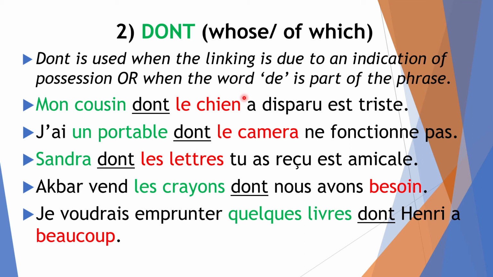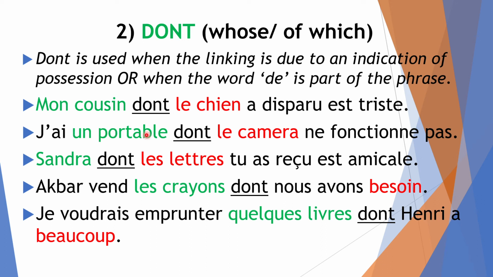So what is the indication now? The dog of my cousin. Okay, it is a possession. My cousin's dog. In English, the apostrophe s is the indication of possession, right? So the possession indicates that it is dont. So in English, this would translate as my cousin whose dog disappeared is sad. Because the dog belongs to the cousin, we have to use dont.